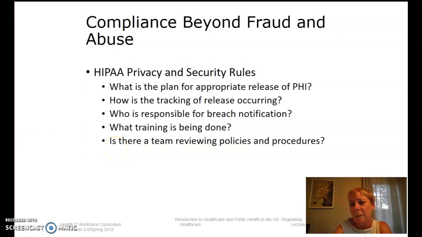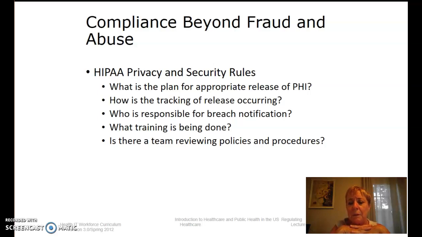Compliance above fraud and abuse. We have the HIPAA privacy and security rules, which we talked about earlier. So for example, in compliance in HIPAA, what's your plan? What's your facility's plan for release of protected health information? Do you have a policy and procedure? How do you track release of information to show that you're compliant with HIPAA privacy and you're not releasing information that you shouldn't?